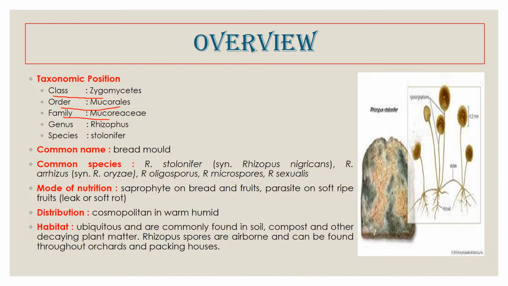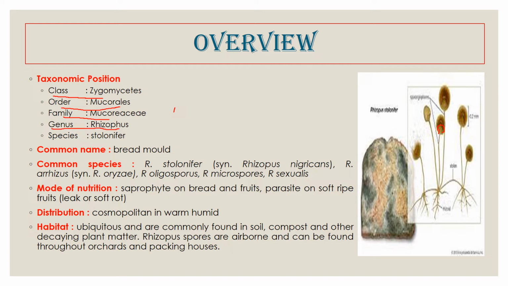Family Mucoraceae reproduce by sporangiospores that are columellate, which means that in the reproductive structure, you see that there is a columella. This is the columella, and this columella is persistent, that is, even after the spores are released, this columella remains. So they have a columellate sporangiospore, which is the characteristic of the Mucoraceae family. Then we have the genus Rhizopus.